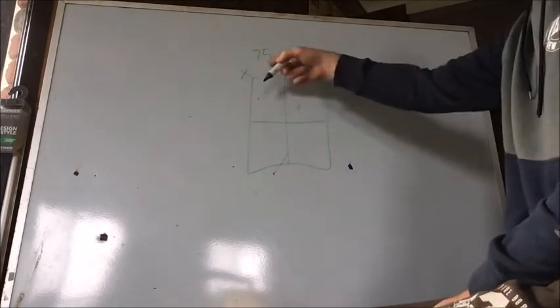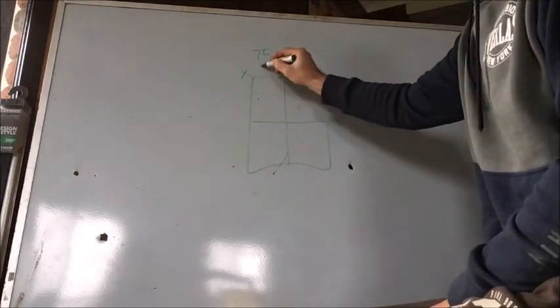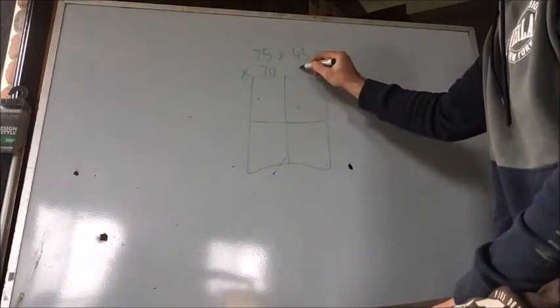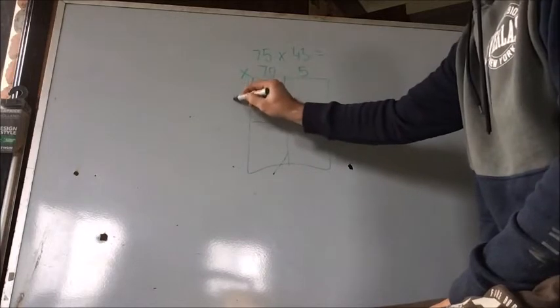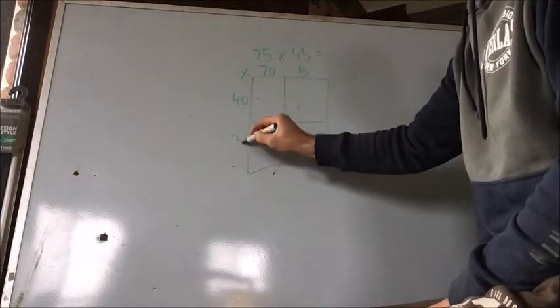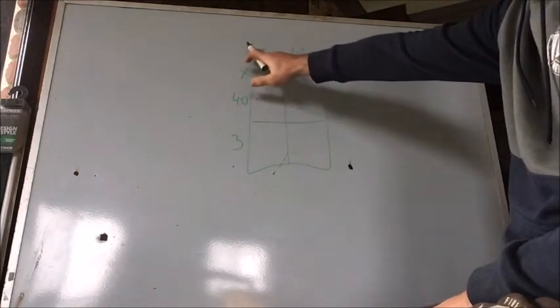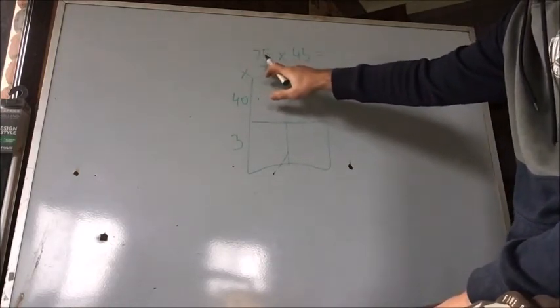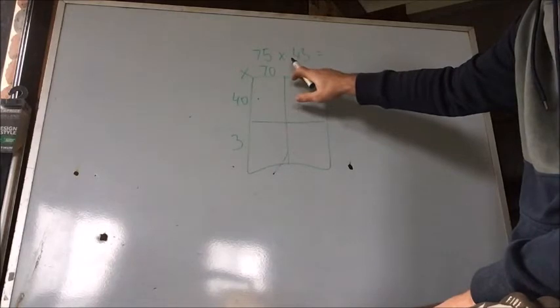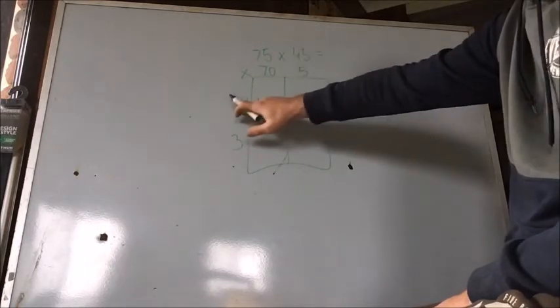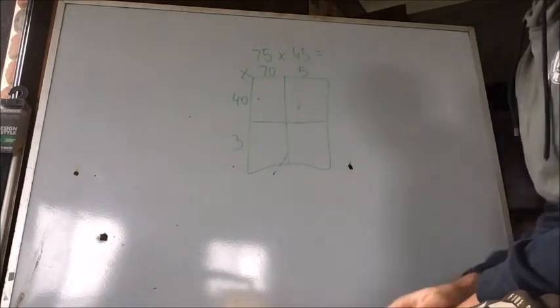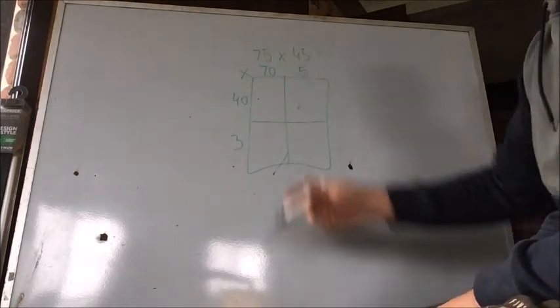I break these two numbers down. So the first one is 70 and 5. Then I've got 40 and 3. Okay? Because that 7 is worth 70 and this 5 is worth 5. This 4 is worth 40 and that 3 is worth 3. So it's all about that partitioning knowledge.